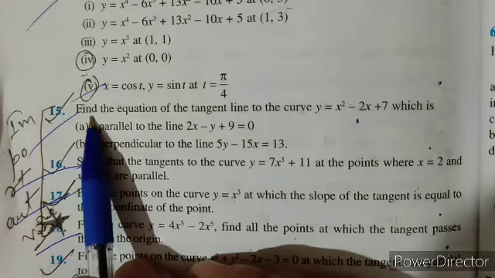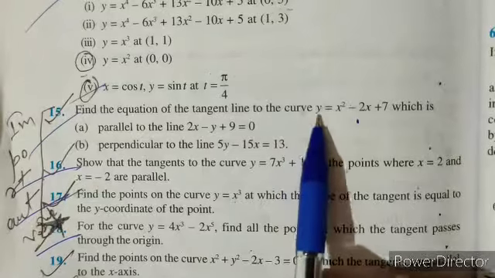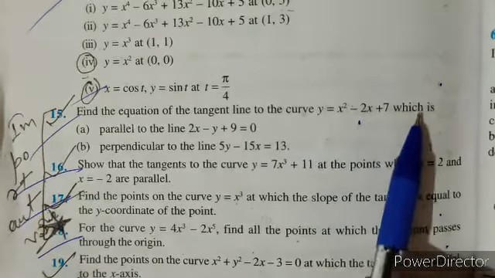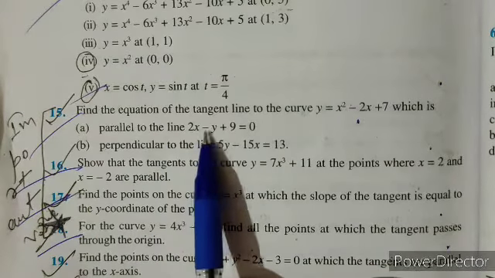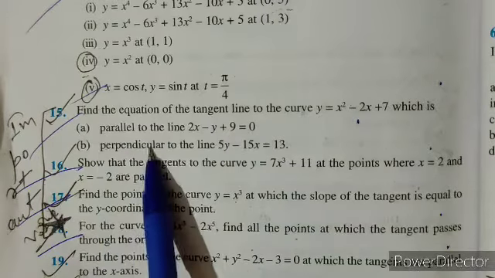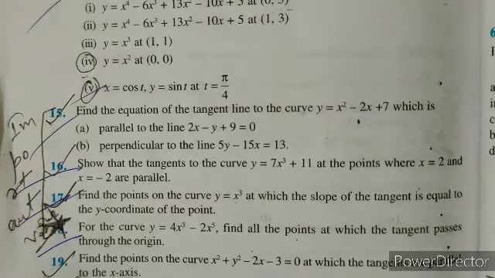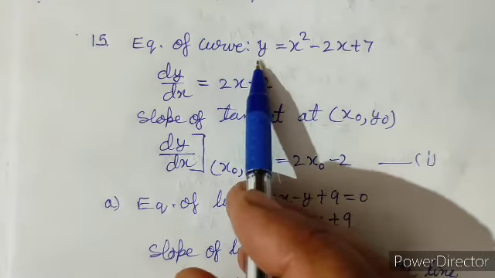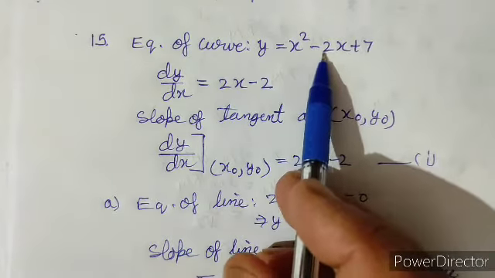In question number 15, find the equation of the tangent line to the curve y equal to x square minus 2x plus 7, which in A part is parallel to line 2x minus y plus 9 equal to 0, and in B part perpendicular to the line 5y minus 15x equal to 13. Here equation of curve is given to us. On differentiating with respect to x, dy by dx will be 2x minus 2.